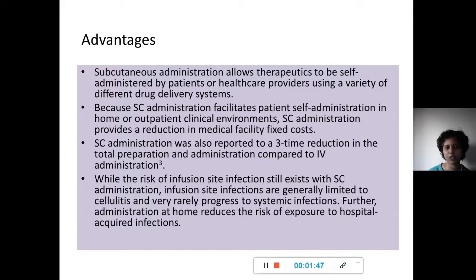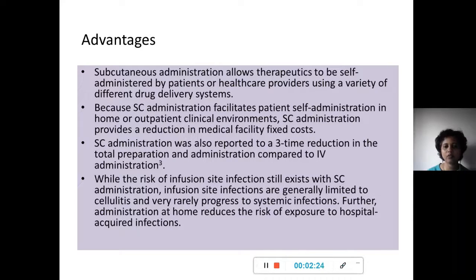But at the same time it has some advantages because subcutaneous administration allows the therapeutics to be self-administered by the patients or the healthcare providers using a variety of drug delivery systems, and SC administration facilitates patient self-administration even at home or outpatient clinical environments because not much of an aseptic environment is needed here, and it provides a reduction in the medical facility fixed costs. And it is reported that a 3-time reduction in the total preparation and administration time needed for IV administration is found for the SC administration.